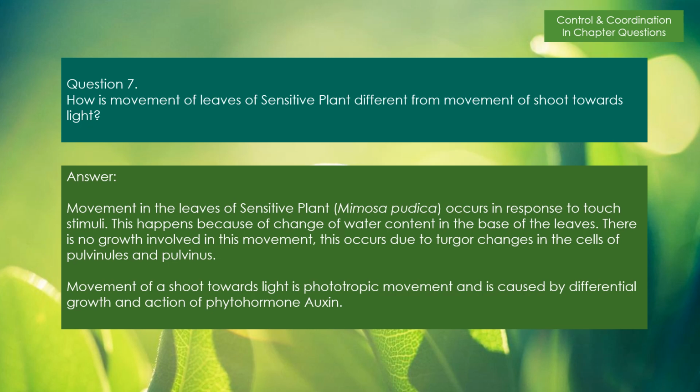Whereas the movement of shoot towards light is a phototropic movement where there is a differential growth and there is an action of the phytohormone auxin. So this is a movement of the shoot towards the light.